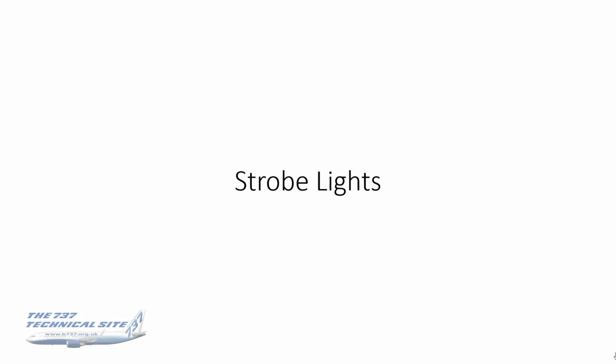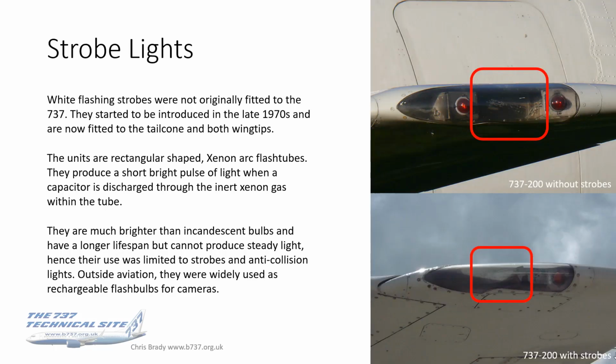Strobe lights, let's talk about those. As I've already mentioned, they weren't originally fitted to the 737. Basically it was all just done on anti-cols. They started to be introduced in the late 1970s, and they're now fitted as standard to the tail cone and both wingtips.